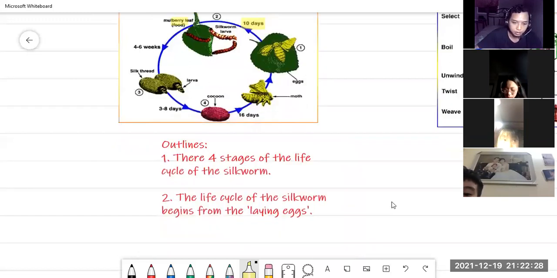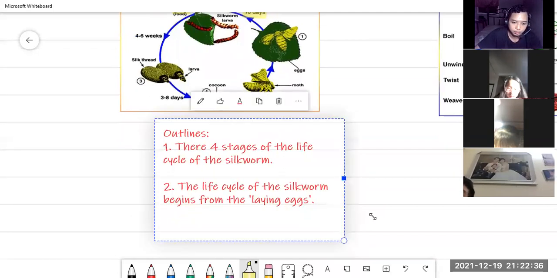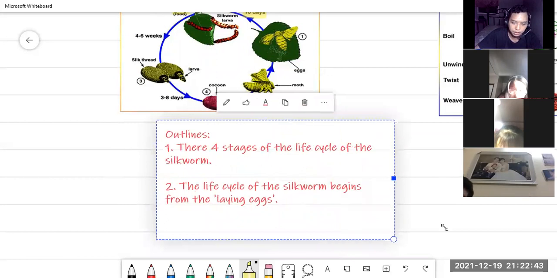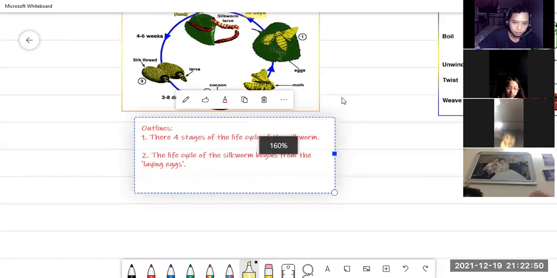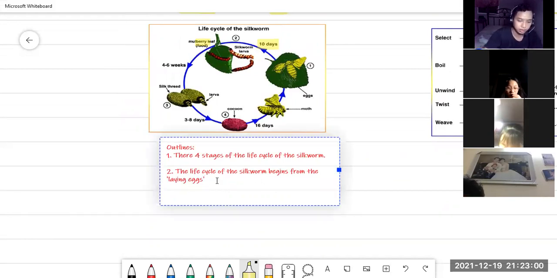And then, what else? We know that the life cycle of the silkworm begins from the laying eggs stage. Okay, how many days from eggs? I want to ask you, how many days from eggs to become silkworm larva? Who knows? 10 days.